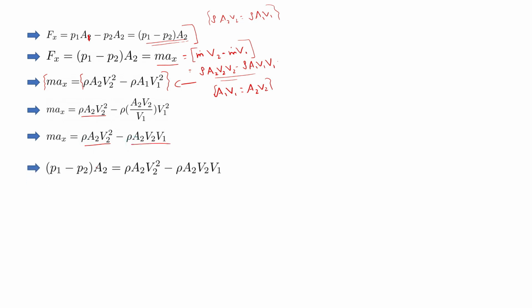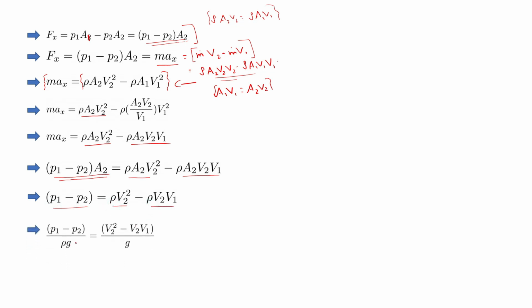So if we equate, we have already got what is Fx. Fx is P1 minus P2 into A2. This is equal to rho A2 V2 square minus rho A2 V2 into V1. So P1 minus P2 is equal to rho V2 square minus rho V2 V1. So P1 minus P2 by rho g is equal to V2 square minus V2 V1 by g.